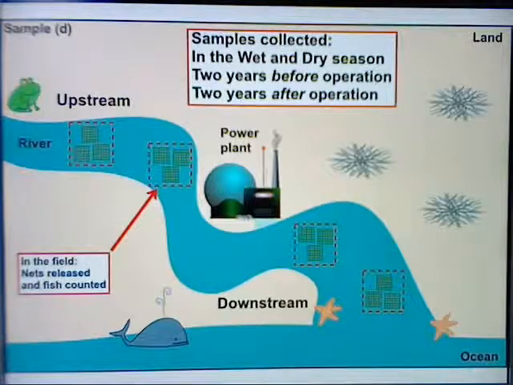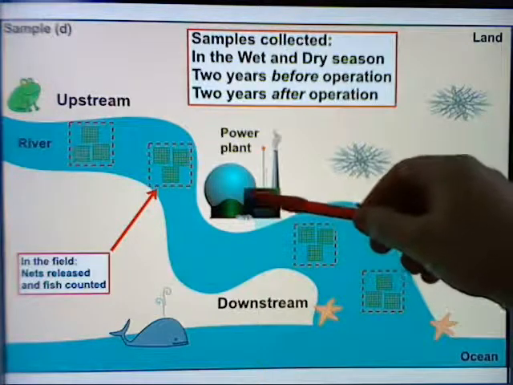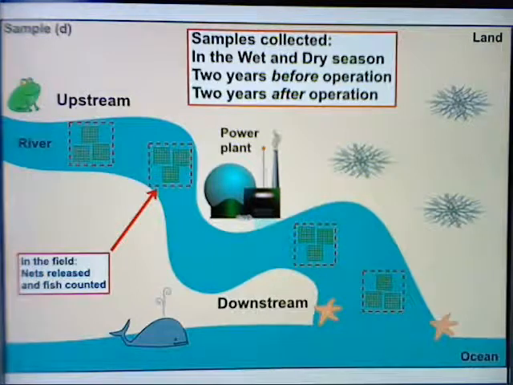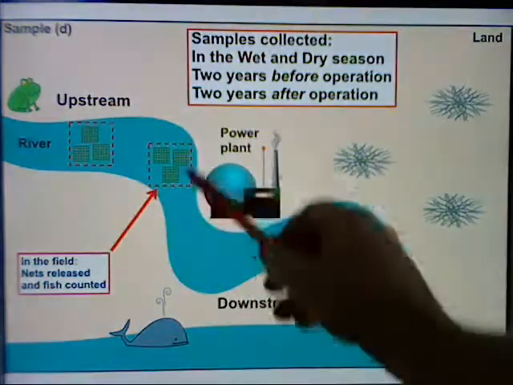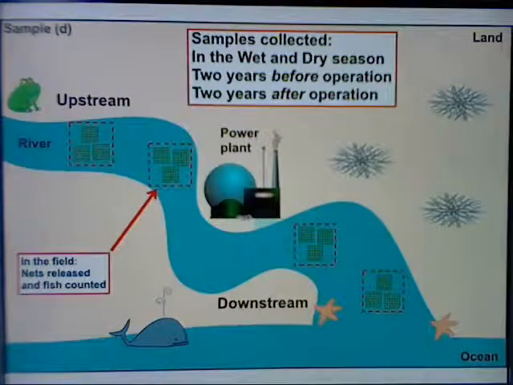Okay, moving to the last example, which is the most complicated because it includes a few spatial factors and a few temporal factors. This concerns a power plant which is going to be releasing effluent, in most cases just heated water, into a stream. And here's the power plant and here's its release location. We've got sites sampled downstream of the plant and sites sampled upstream of the plant, and we could call those impact and control if we wanted to, or just upstream and downstream.